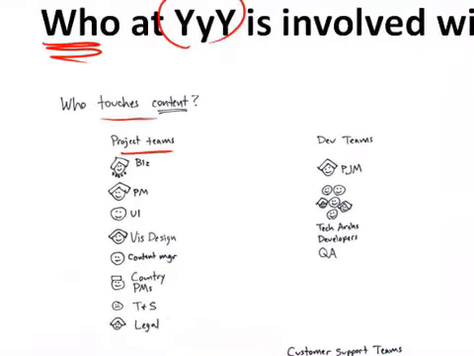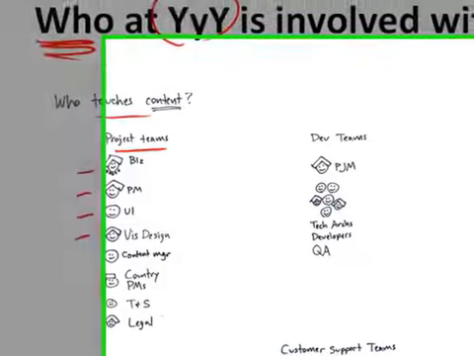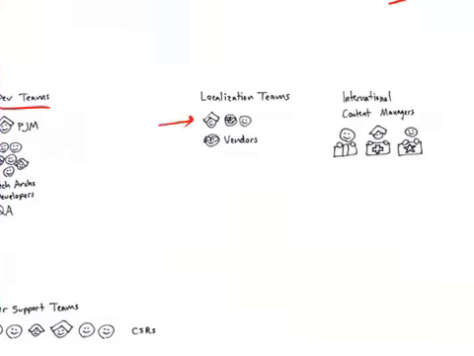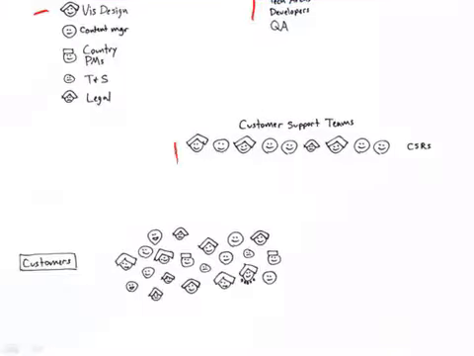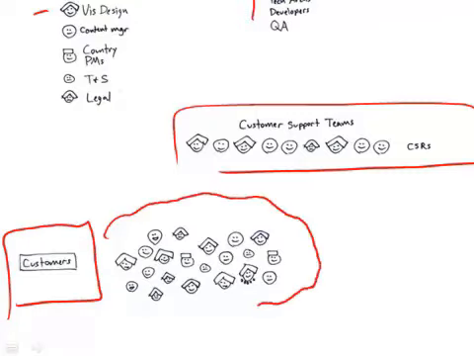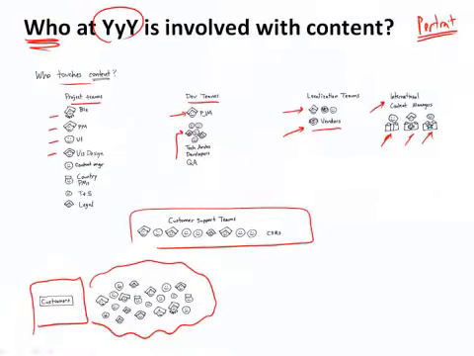On our project teams, we have business people, project managers, user interaction designers, visual designers, etc. They all touch content. Our development teams, our project managers, our technical architects, and our developers, they also touch content. Our localization teams and our vendors come in contact with our content. And our international content managers, this being an international company, also come in contact with our content. Then our customer support teams certainly need to be able to have access to that content, because who is the content for? It's for all our customers out there, who are the ones who are accessing and reading the content.